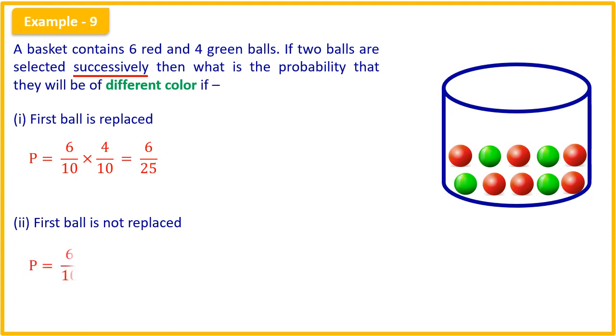So the first ball being red has a probability of 6 out of 10, and when we are picking for the second time, now there are only 9 balls left in the basket. The probability that it will be green color is 4 out of 9. So the resultant probability is 4 by 15. So there are two cases as we have discussed in example 8 and example 9. Either the balls can be picked simultaneously or the balls can be picked successively. If they are picked successively, this becomes independent events.